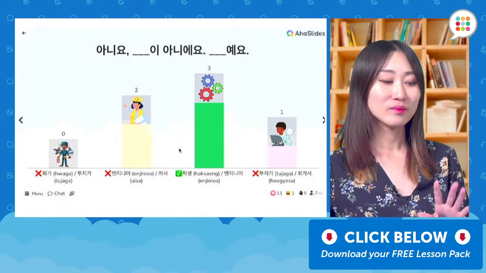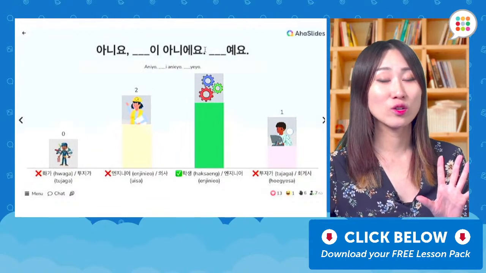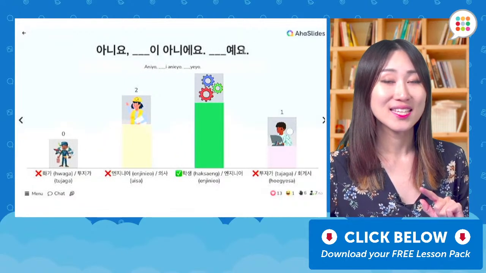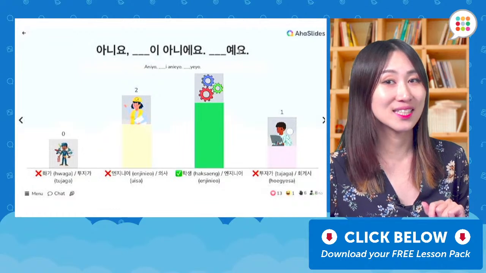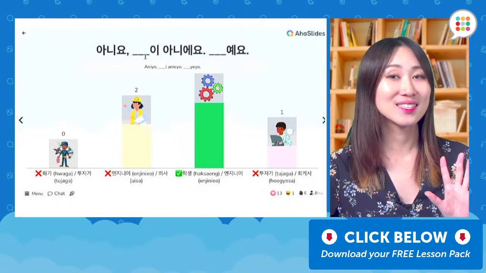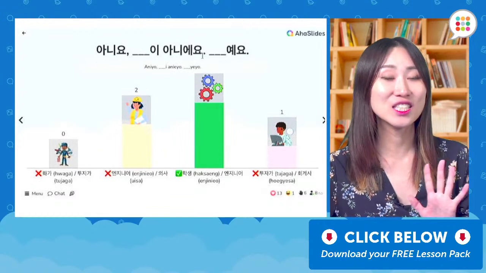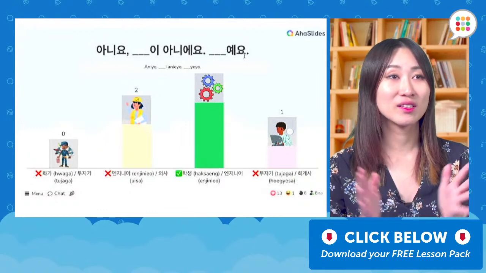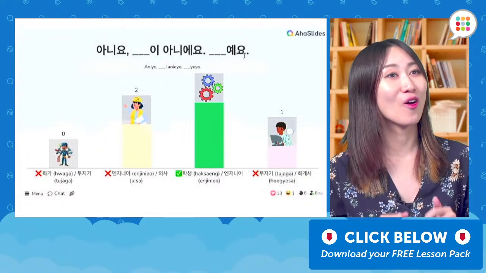But if the job ends with a consonant such as 학생, then you are supposed to use 이에요, 학생이에요. But well, very good. The answer is 아니요, 학생이 아니에요. engineer 예요. It means, no, I'm not a student. I'm an engineer. Okay, Priya, I also got it right.